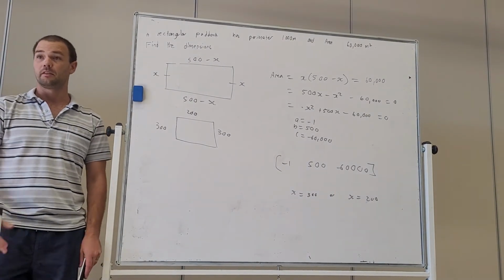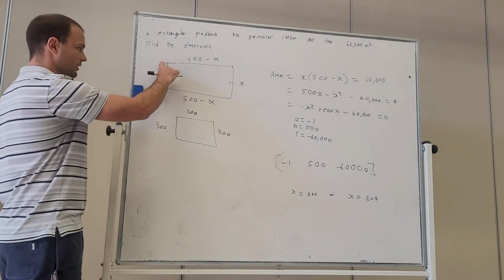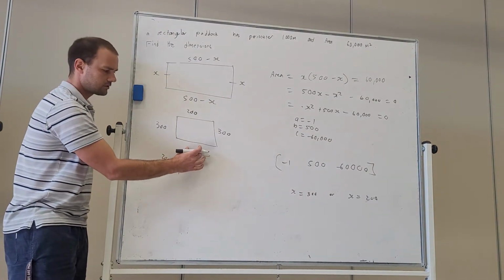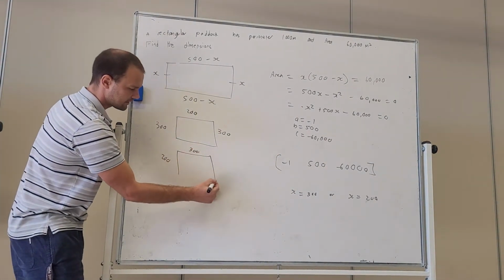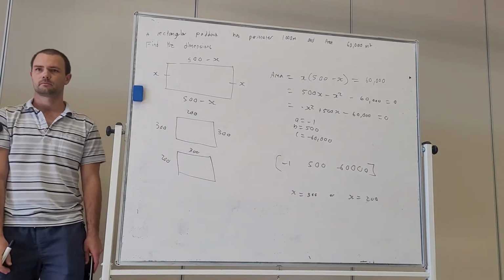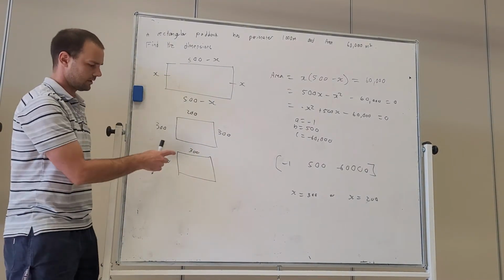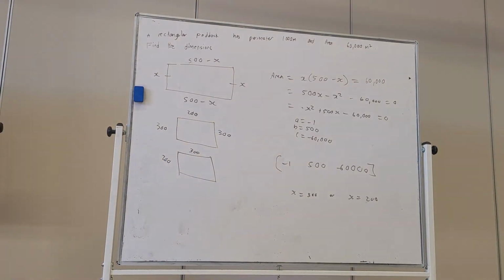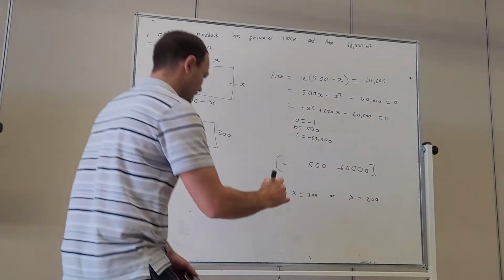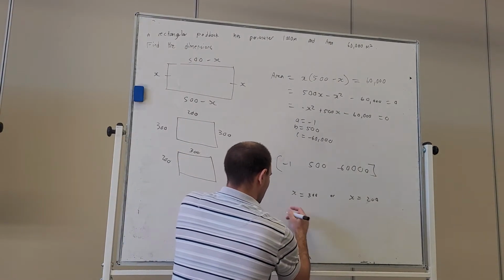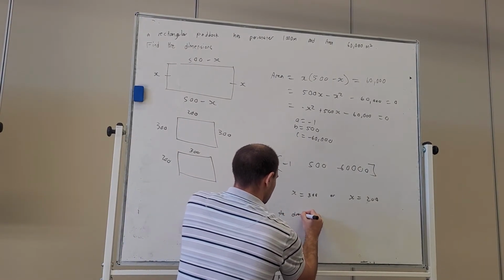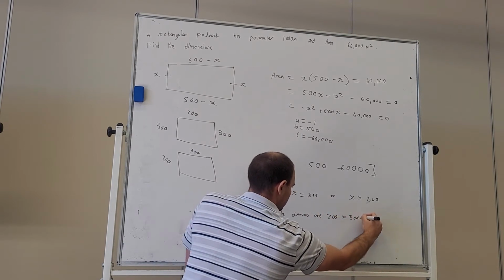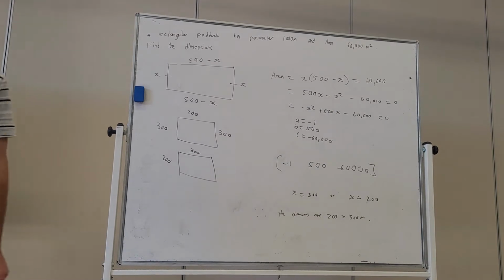All right. In the circumstance where X is 200, we're going to have this length is 500, take 200. This length is 300. And these are exactly the same shape. Okay, they just have a different orientation. They both have the same dimensions. And so the dimensions, we're asked to state the dimensions. We have to answer the question. Therefore, the dimensions are 200 meters by 300 meters. All right.